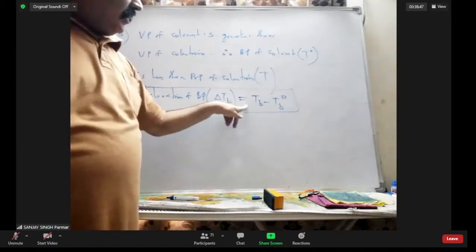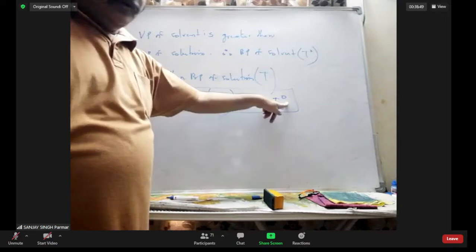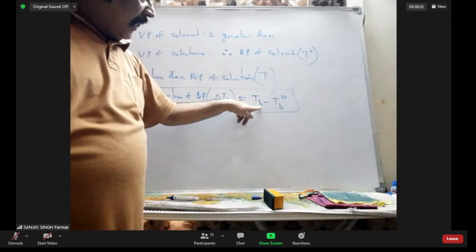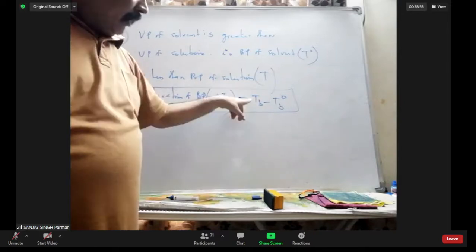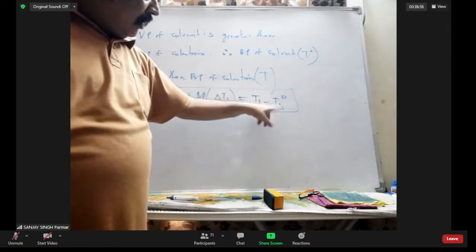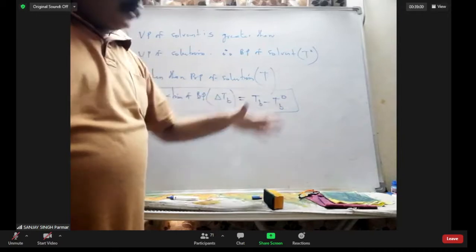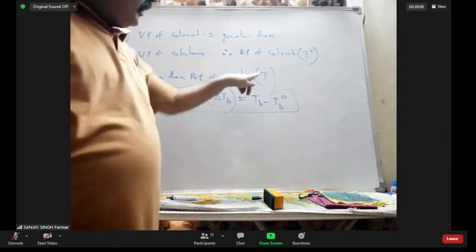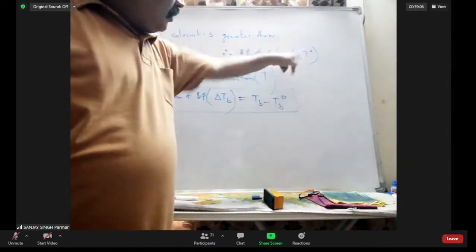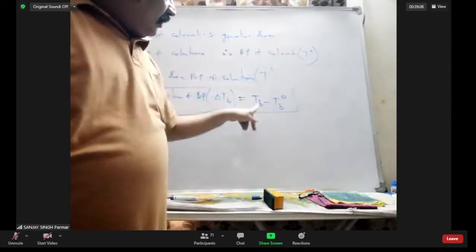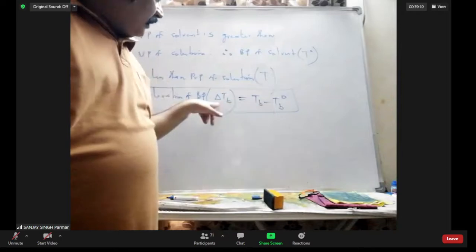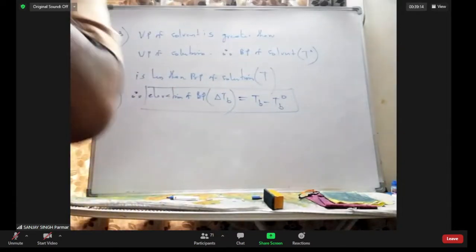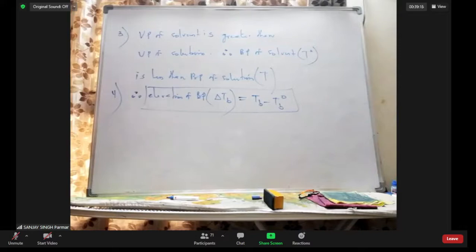What is TB? TB is the boiling point of a solution. Deliberately I am writing B; B indicates boiling point of a solution. What is TB naught? TB naught is the boiling point of the pure solvent. I have mentioned that T is greater than T naught, so this difference is delta TB, which is called the elevation in the boiling point.